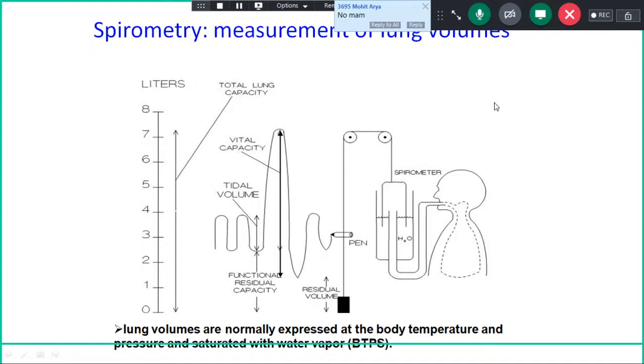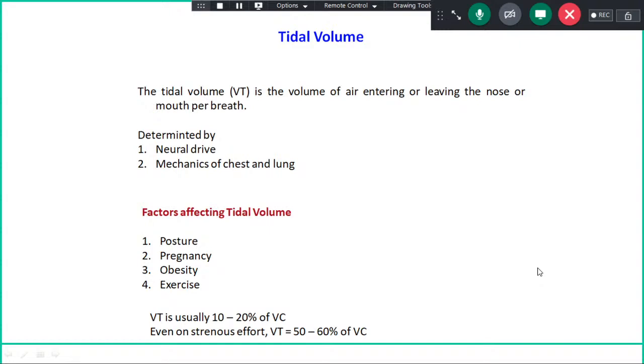You ask this person to take a deep breath, and then you ask the person to expire as much as possible. So you need to reach the lowest point of the arrow, and after that you ask him to continue the normal breaths. So this is just the normal procedure, and by this you can derive all the values which are shown in this diagram here.